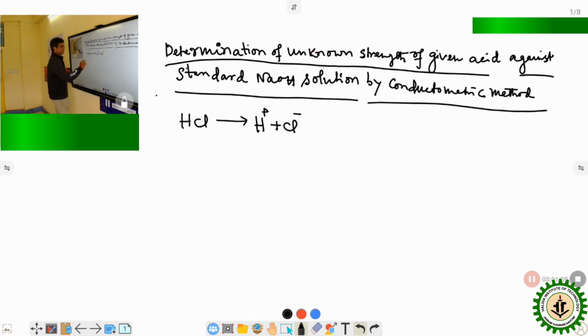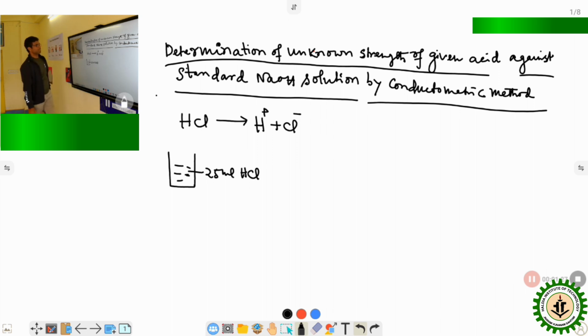Now, a given amount of HCl will be taken in a small beaker. Say we have taken here 25 ml HCl solution. Since it is a strong acid, the number of H plus ions will be more, and Cl minus ions will be there. So initially the conductance will be high because the number of ions will be more. Obviously the conductance will be high.